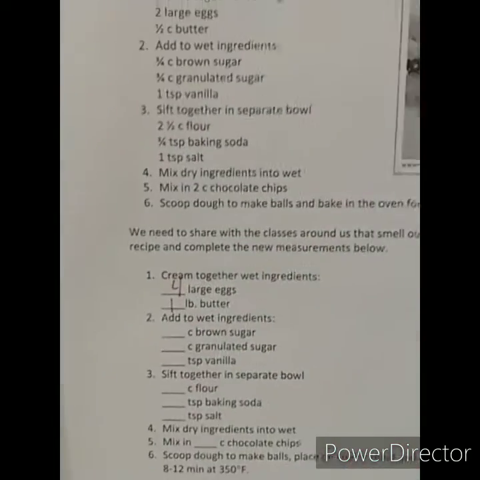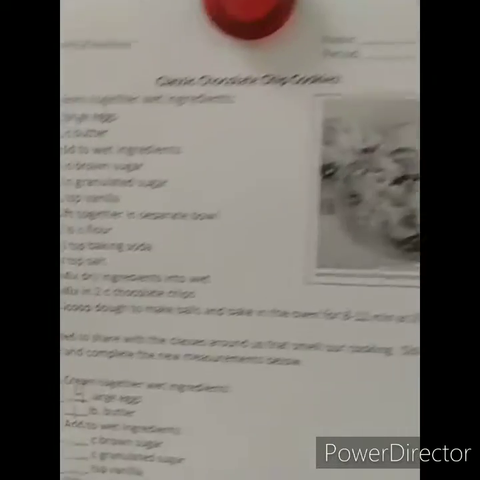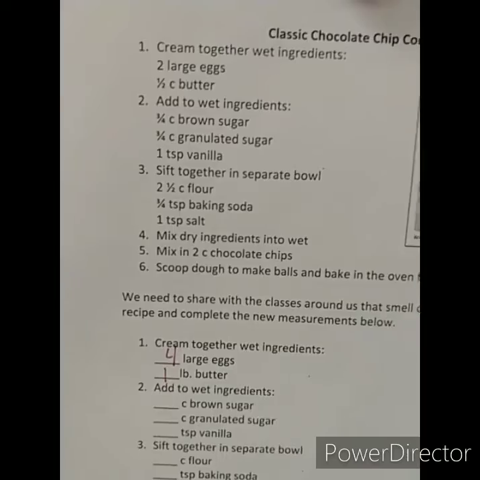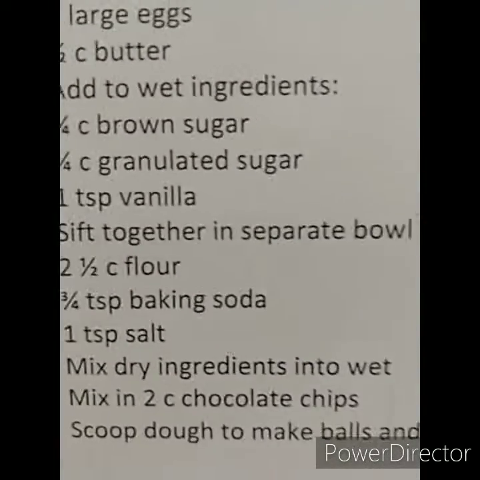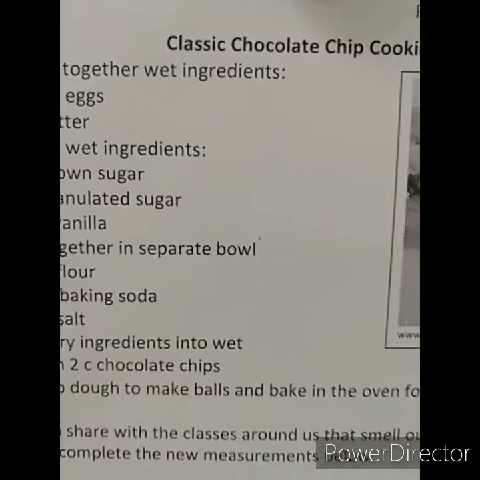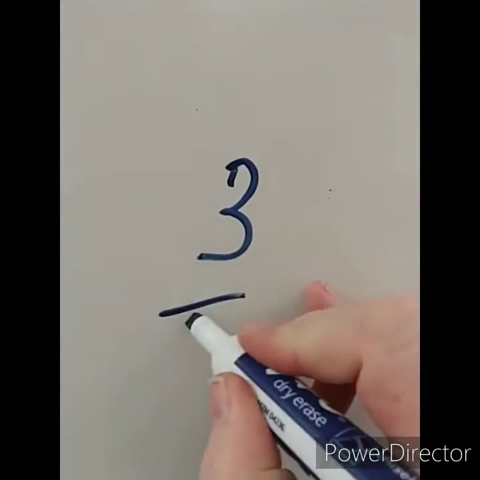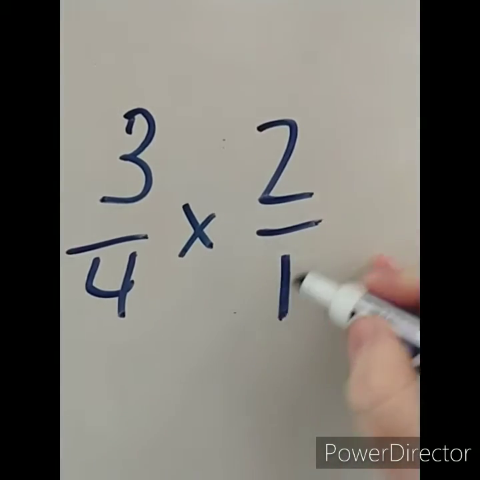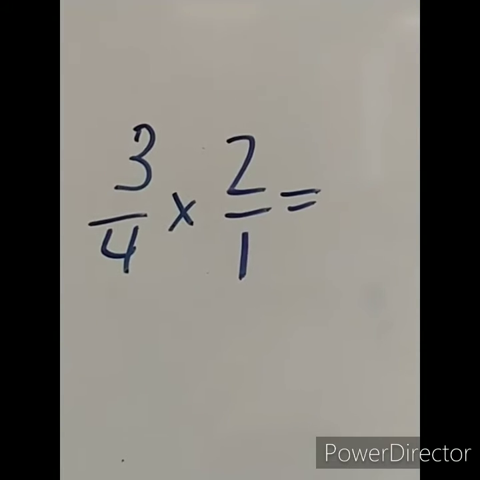So I'm going to go ahead and write that on my paper. Now for the next one, I'm going to let you guys give it a shot. I'll set it up for you, and then I'll pause before I show you the answer. It says I need 3/4 of a cup of brown sugar. So I'm going to do 3/4 times 2, which is 2 over 1. Now I'm going to pause for a minute and let you figure it out.